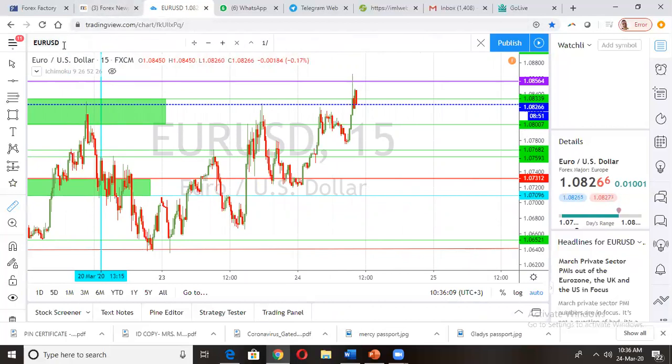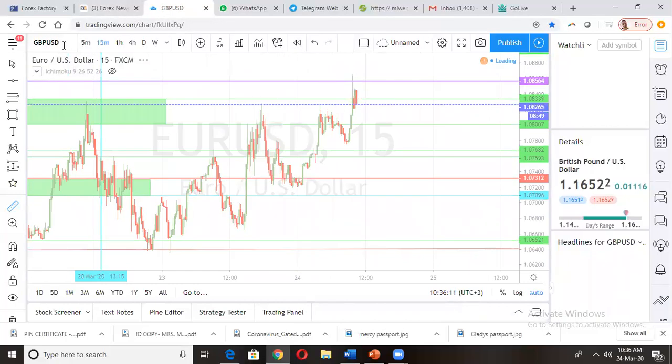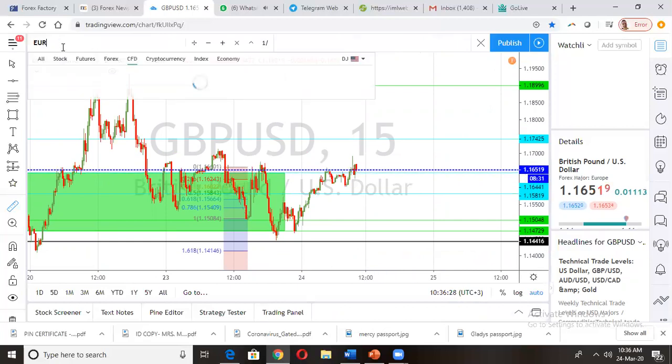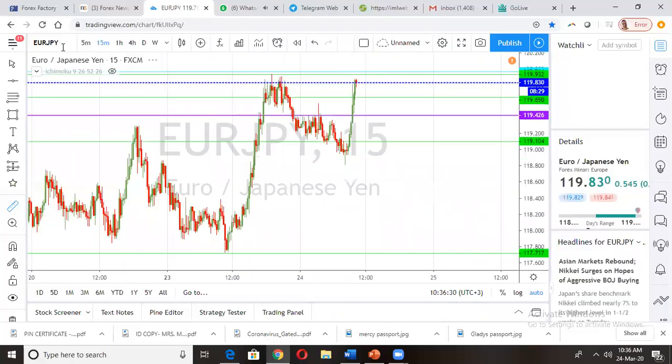So let's look at something else. GBP USD is also doing the same thing. We have 8 minutes on this candle. As soon as this is done, I'll know for sure what I want to do. So let me look at something else, Euro JPY. Let me look at other Euro pairs and just see what the overall trend is looking like.